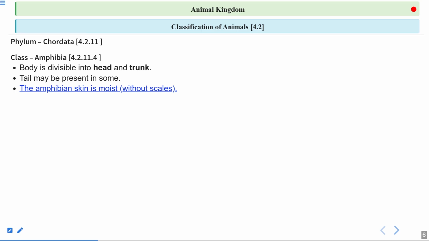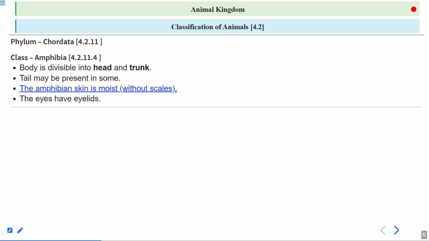We are talking about their skin. The skin is moist and slimy. Yes, their skin is moist and slimy. That means they do not have scales. As you have seen in the case of fishes, they have scales, right? But here the scales are totally absent. They do not have any scale. Instead, their skin is moist. Okay?